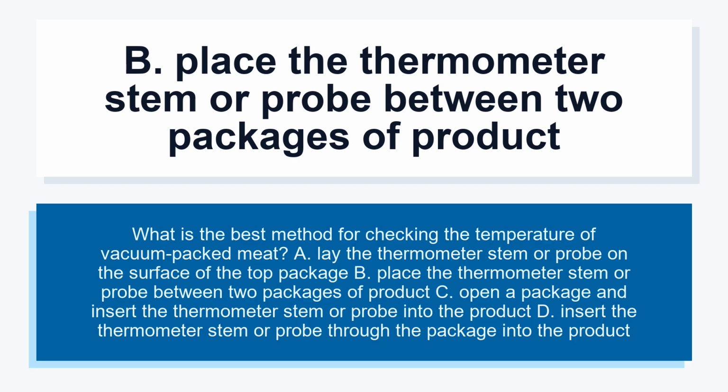What is the best method for checking the temperature of vacuum-packed meat? A. Lay the thermometer stem or probe on the surface of the top package. B. Place the thermometer stem or probe between 2 packages of product. C. Open a package and insert the thermometer stem or probe into the product. D. Insert the thermometer stem or probe through the package into the product.